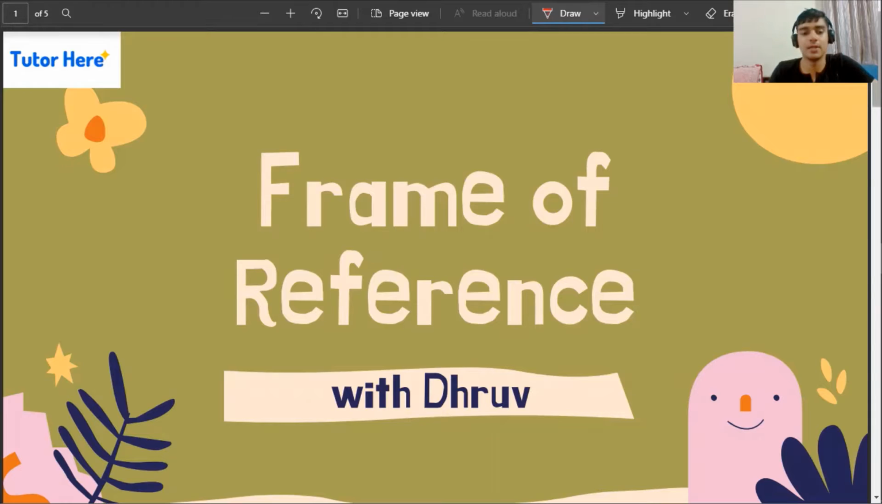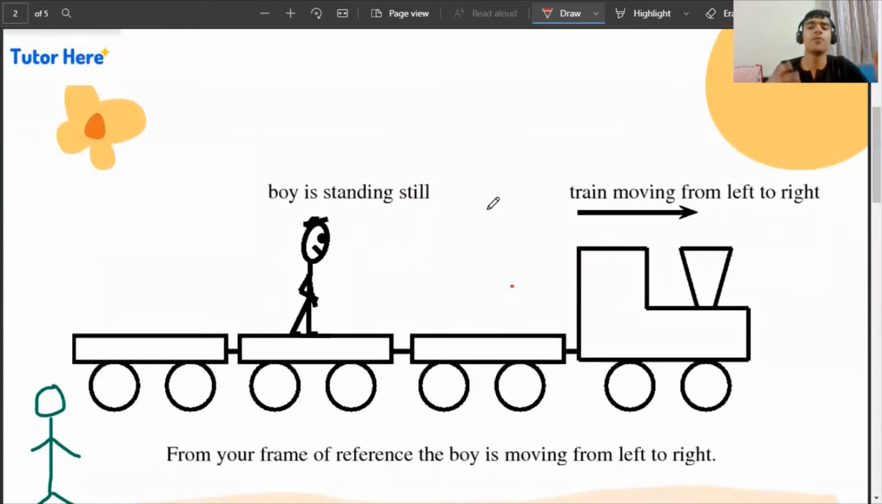So let's get started. A frame of reference is any point from which you can measure quantities. Now, which quantities would you want to measure? Quantities like velocity, acceleration, displacement. All these quantities will change if you change your frame of reference. So let's go through an example to better understand how important this is.